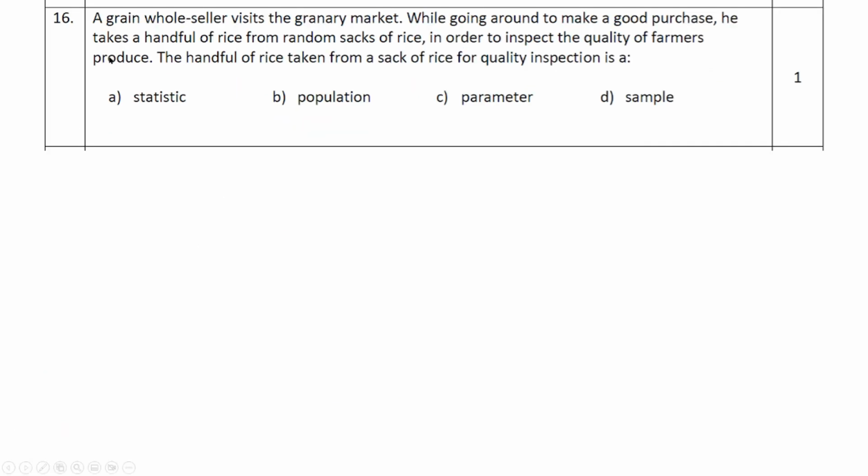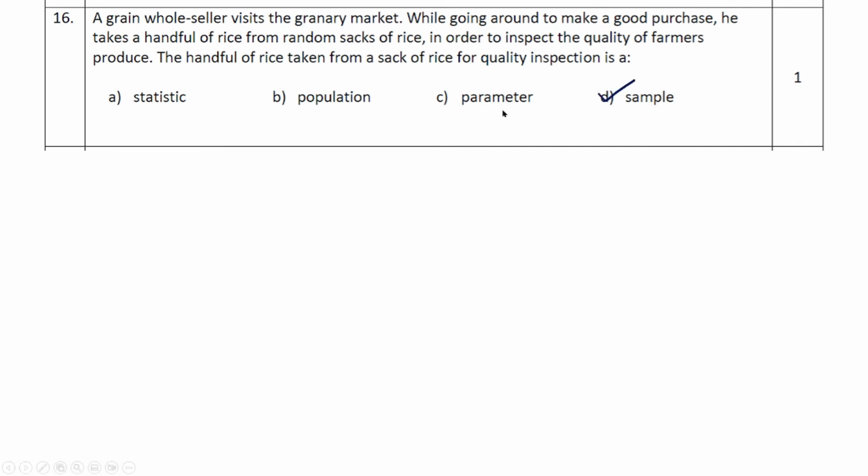Next question. A grain wholesaler visits the granary market. While going around to make a good purchase, he takes a handful of rice from random sacks of rice in order to inspect the quality of farmer's produce. To check the quality of some amount from a huge amount, we will take a sample. So the handful of rice which is taken from a sack of rice is called a sample.